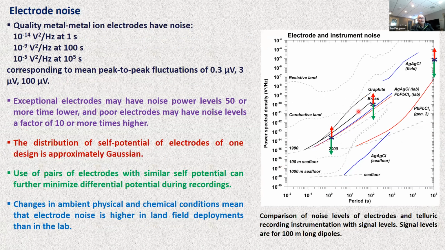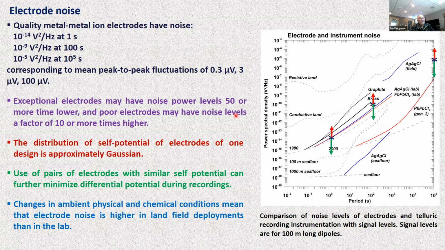Good quality electrodes have the responses shown by the asterisks in this diagram. We'd like to have noise levels, say, of around 10 to the minus 14 volts squared per hertz at 1 second period. And this will correspond to a mean peak-to-peak fluctuation of about 0.3 microvolts at that period. And the results for the longer periods are also shown on this diagram.